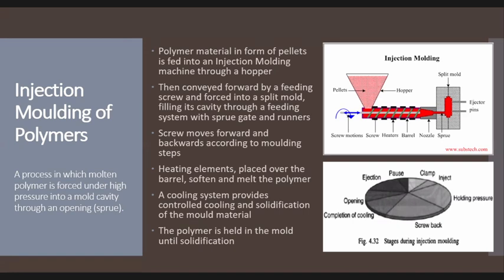From the diagram, we can see that polymer material in the form of pellets is fed into an injection molding machine through a hopper, then conveyed forward by a feeding screw and forced into a split mold. The screw moves forward and backwards according to molding steps. Heating elements placed over the barrel soften and melt the polymer. A cooling system provides controlled cooling and solidification of the mold material. The polymer is held in the mold until solidification. Next up, equipment of injection molding will be discussed by Mahfuzur Rahman, ID 1611018.